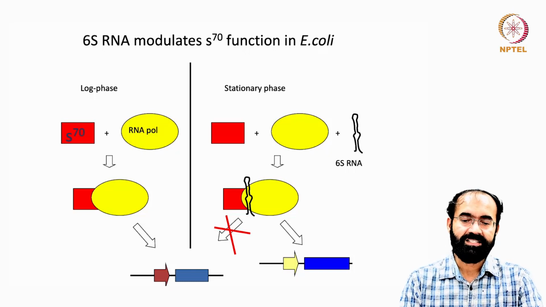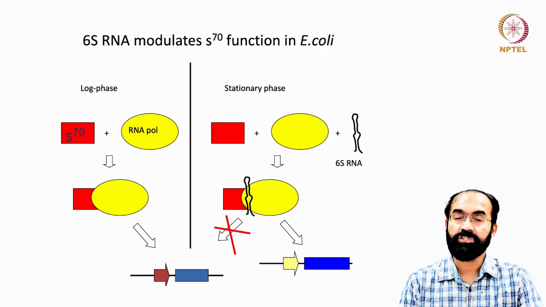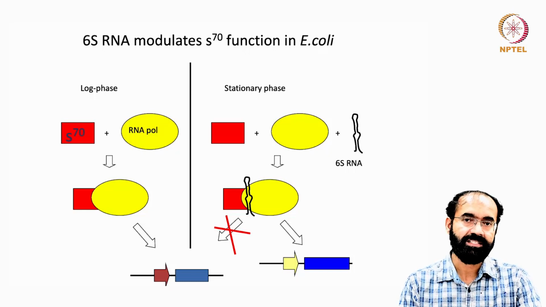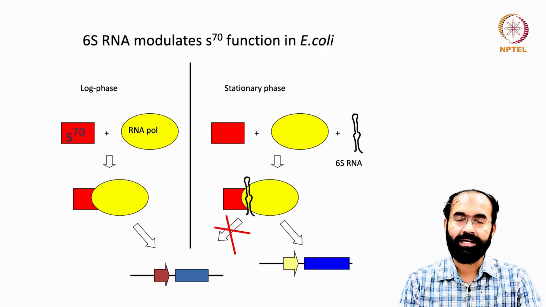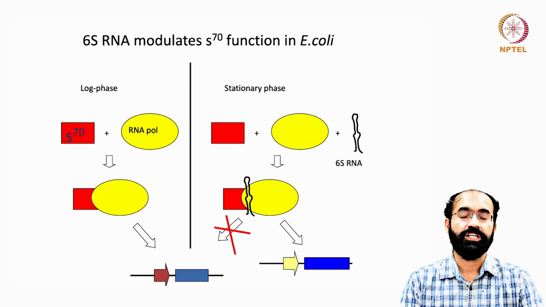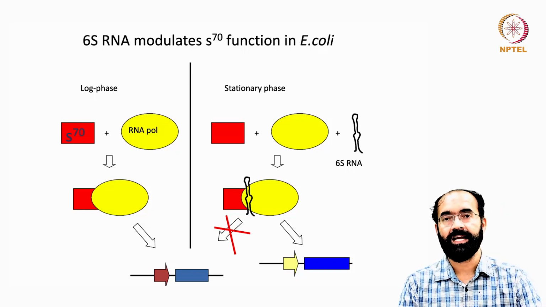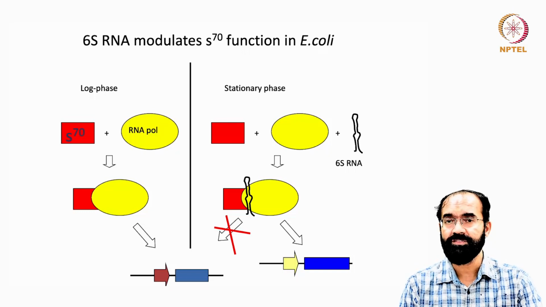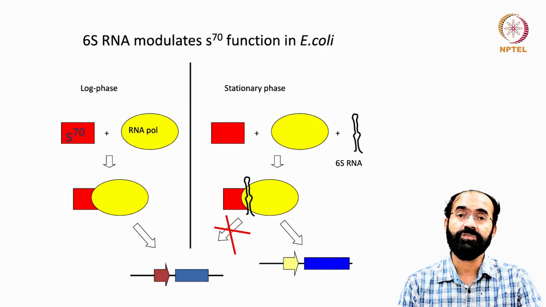In the same way, once 6S RNA is there, because stationary phase is the old or aged phase for the bacteria, it will turn on those genes that are going to be useful for the bacteria to survive in the stationary phase. So what we should understand here is that the presence of this non-coding RNA, 6S RNA, decides whether or not this bacteria is in log phase or stationary phase.